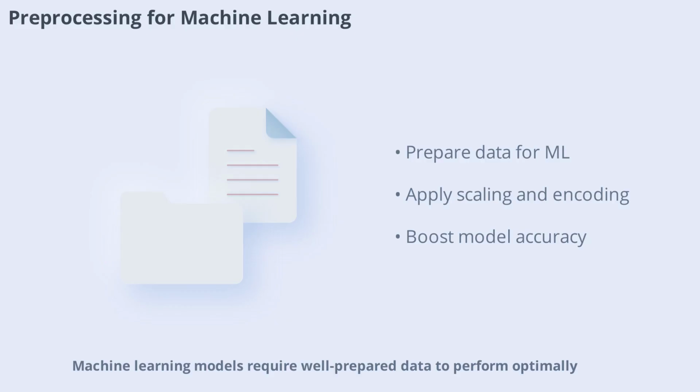Machine learning models require well-prepared data to perform optimally. Preprocessing steps like scaling, encoding, and splitting are essential for training robust models. Ensuring that your data is clean and properly formatted helps prevent errors and improves predictive accuracy.